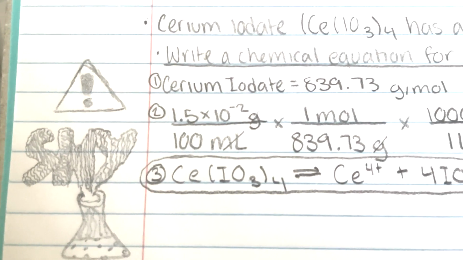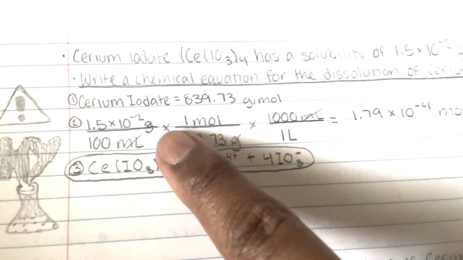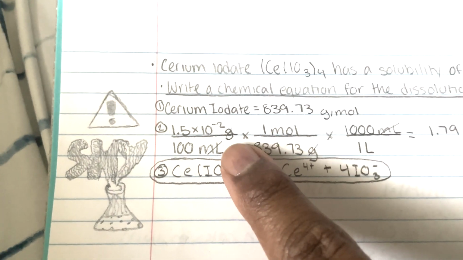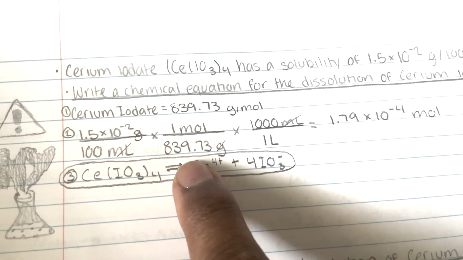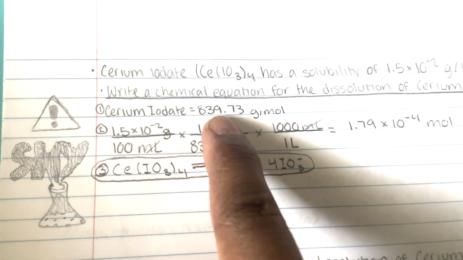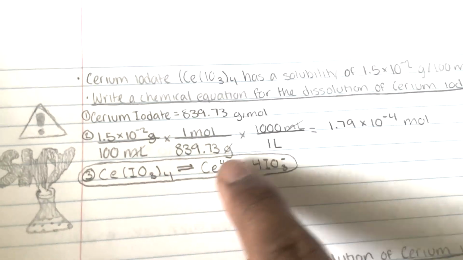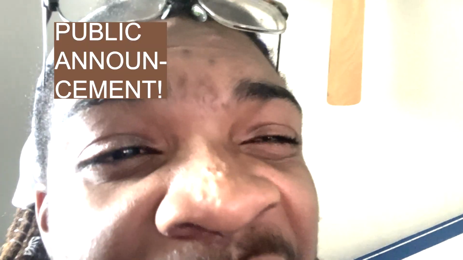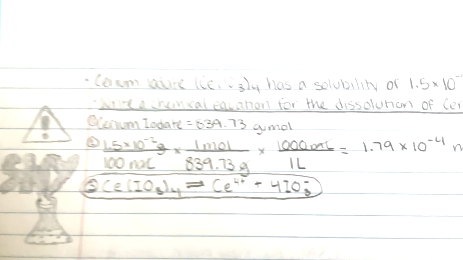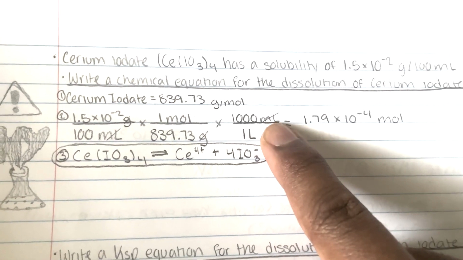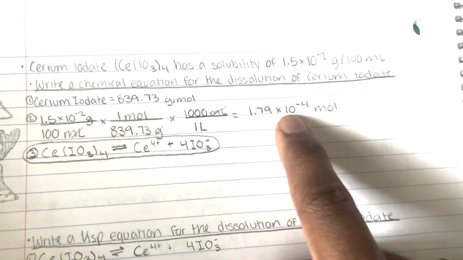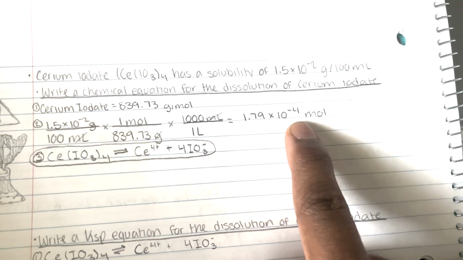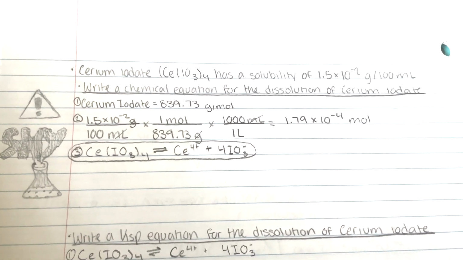But anyways, you've got the 1.5 times 10 to the minus 2 grams, over 100 milliliters. That's the first part. Now you multiply that by 1 mole over the 839, which is the molecular weight of the cerium iodate. That's the second part. Third part, you never ever want to do this in milliliters, so you take it out of milliliters and put it in liters. Then you multiply all that on your scientific calculator, and you get this. Did you need to find this for the chemical equation? No, but just be patient.